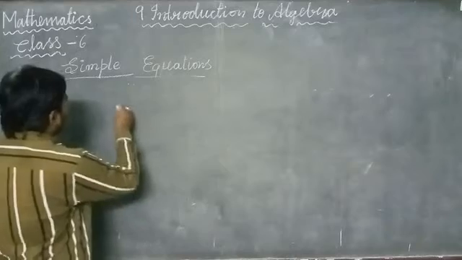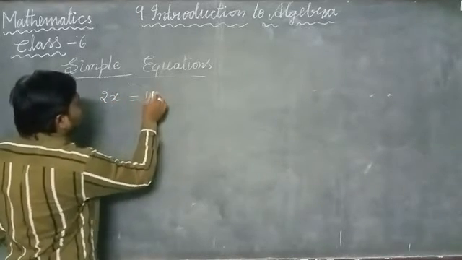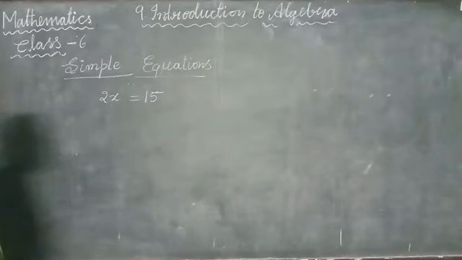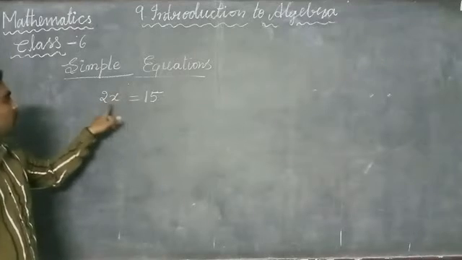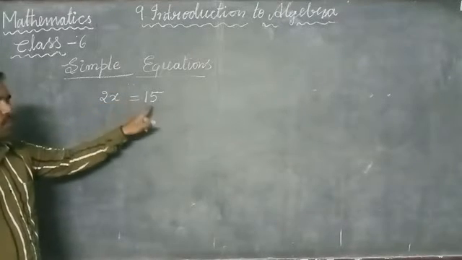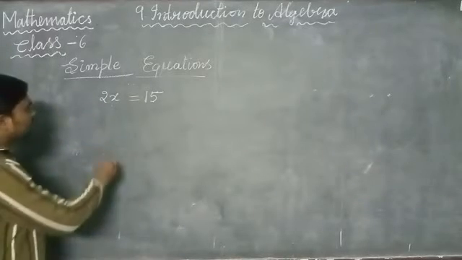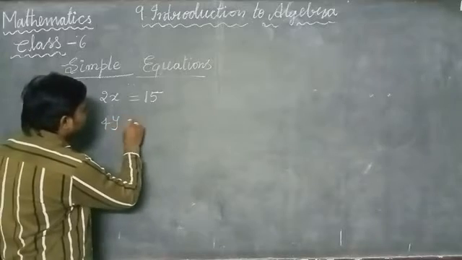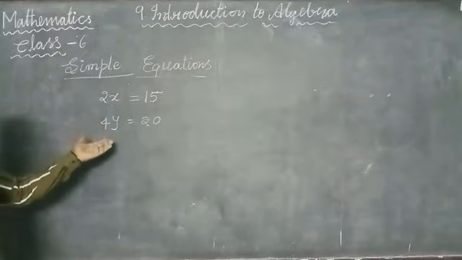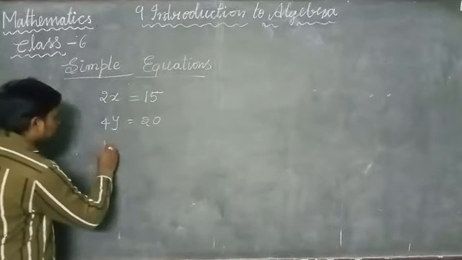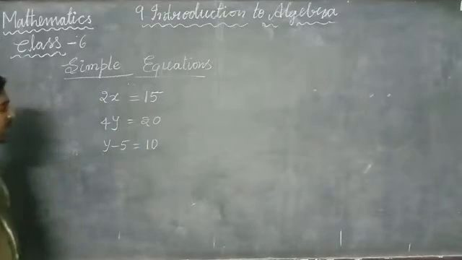Okay, here we go. Here 2x equals 15. When we divide the two sides with an equals sign, like 2x equals 15, it is an equation. Suppose 4y equals 20. This is also an example of a simple equation. And suppose y minus 5 equals 10. This is also an equation.